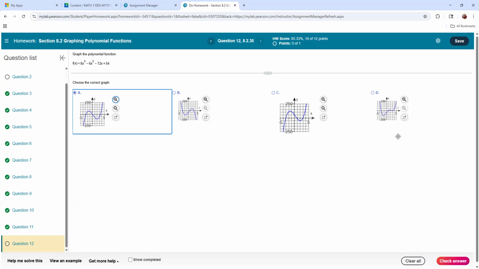Oh, let me look at the table real quick. And this is going from -5 to 5, -250 to 250. So it looks like the x's are going by ones and the y values are going by 50 on that, okay?